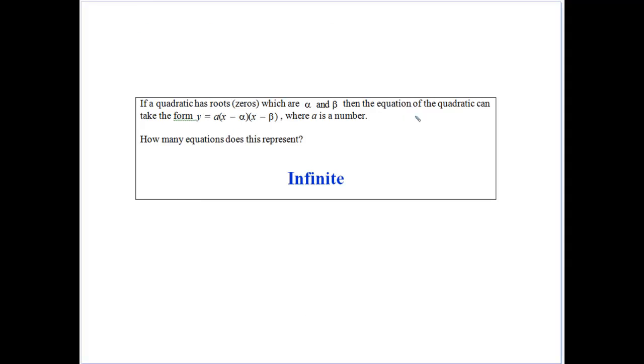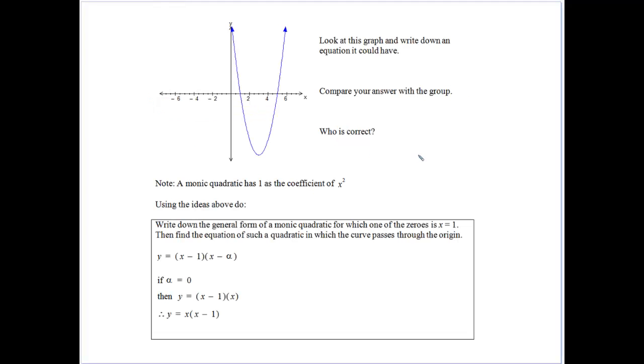So something to keep in mind. If you've got a quadratic that has roots, or zeros, and that's where it goes through the x-axis, that's what we're going to start calling these values. So it goes through the x-axis, and alpha and beta are those roots. Then the equation of the quadratic can take this form. And how many equations can it have? Hopefully you're thinking it's got an infinite number of equations, because it just depends on what the value of a is, and a can take on any number.